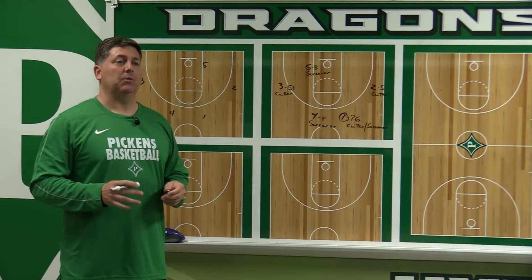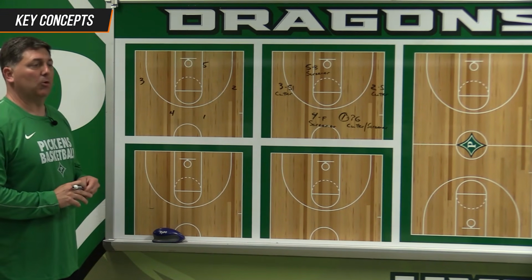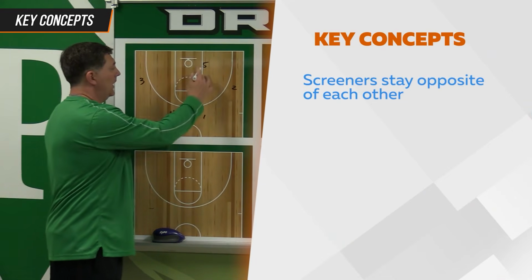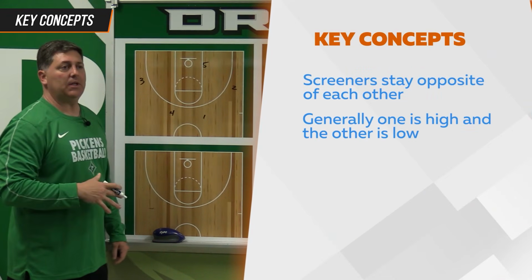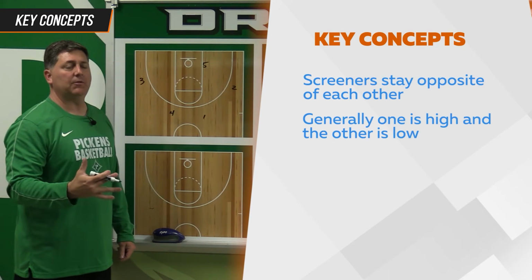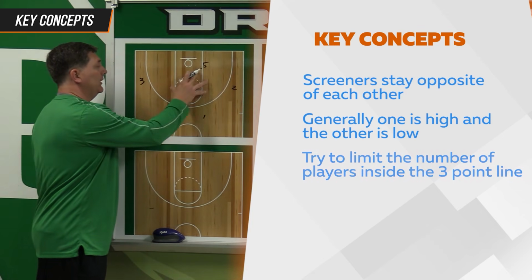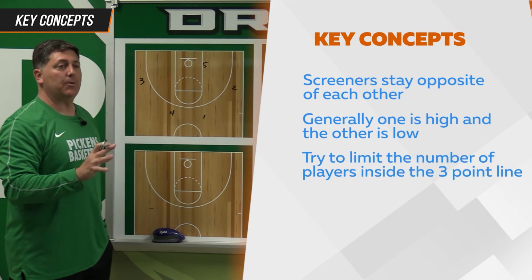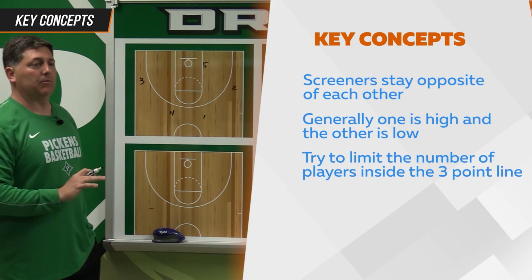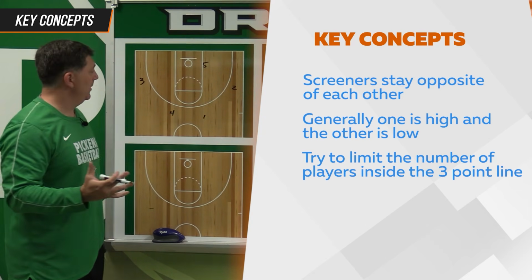So some key concepts that we focus on in our screening game offense, our motion offense, if you will, is that we want to keep our screeners opposite of each other and, generally speaking, high-low. It doesn't happen all the time, but we must be good enough to recognize spacing on the floor. We rarely want 2 people inside the 3. We definitely don't want 3 people inside the 3 because it creates bad opportunities for us in terms of dribble drive and spacing and slipping and popping to areas that would be open.